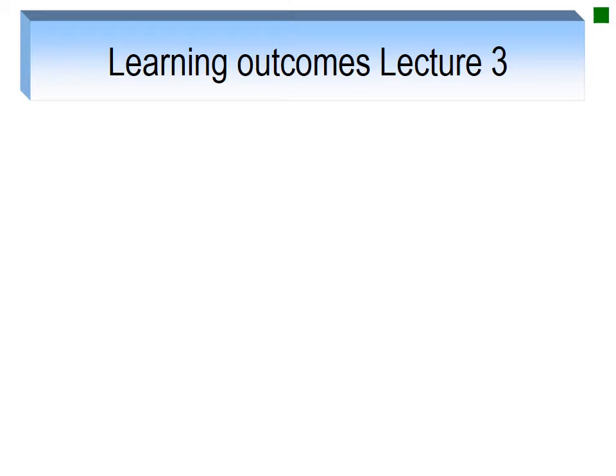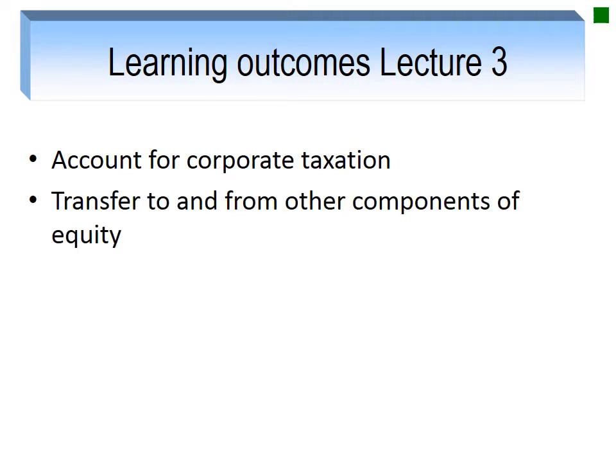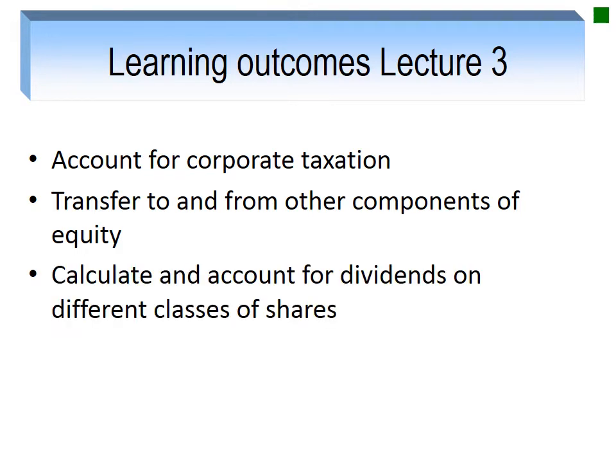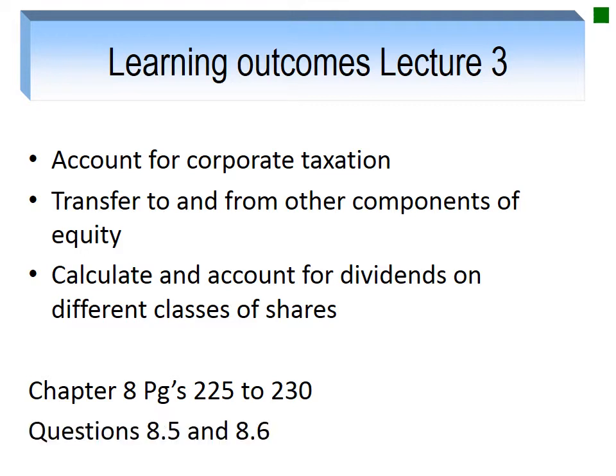So the learning outcomes for this lecture are the following. We're going to account for company tax or corporate tax. We're going to do transfers to and from other components of equity, and we'll discuss what that means. And we're also going to calculate and account for dividends on different types of shares. So we're looking at Chapter 8 today, pages 225 to 230. And the questions we're going to look at today are questions 85 and 86.